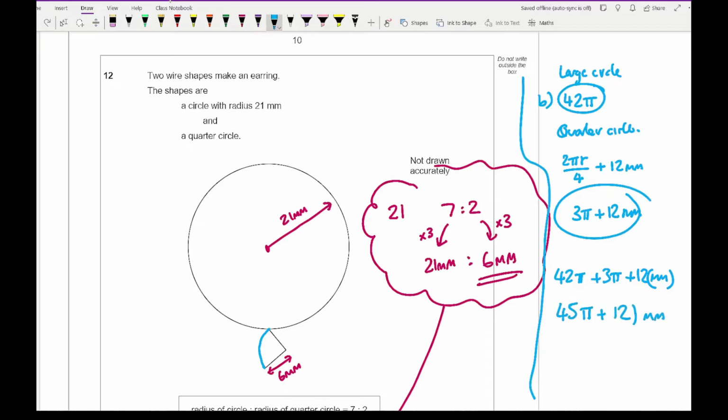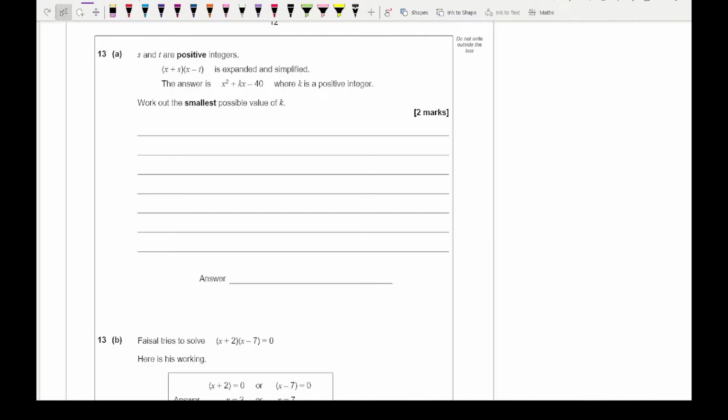Now moving on to question 13a, it says s and t are positive integers, and it says we've got double brackets with the variables x plus s and x minus t inside. It says that this is expanded and simplified, and the answer is x squared plus kx minus 40, where k is a positive integer. Work out the smallest possible value of k. So the first thing we want to do here is expand these double brackets. So here we're going to get x squared minus tx plus sx minus st.